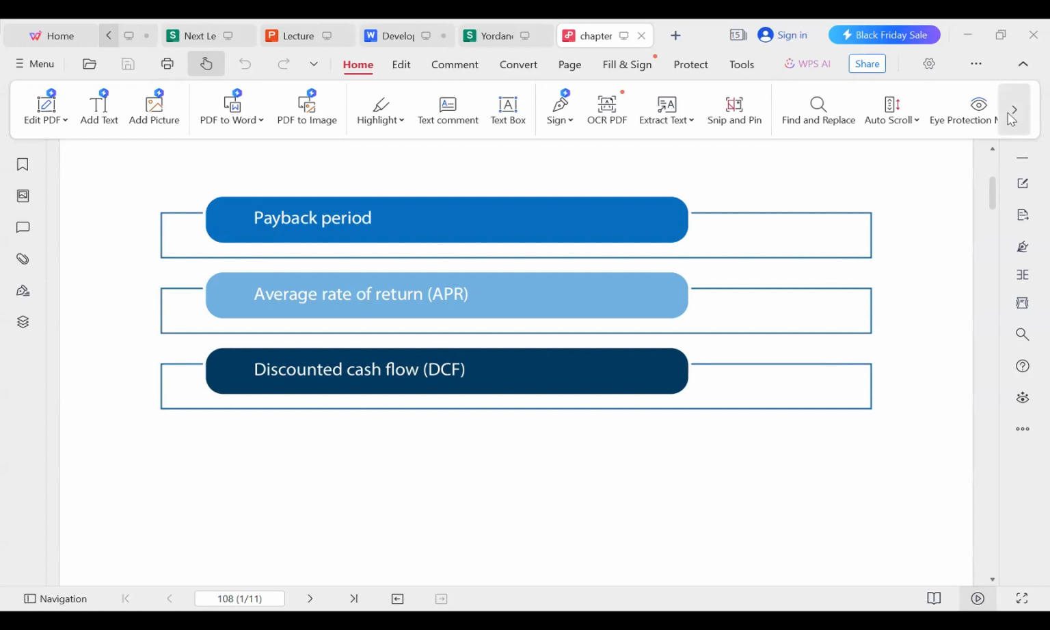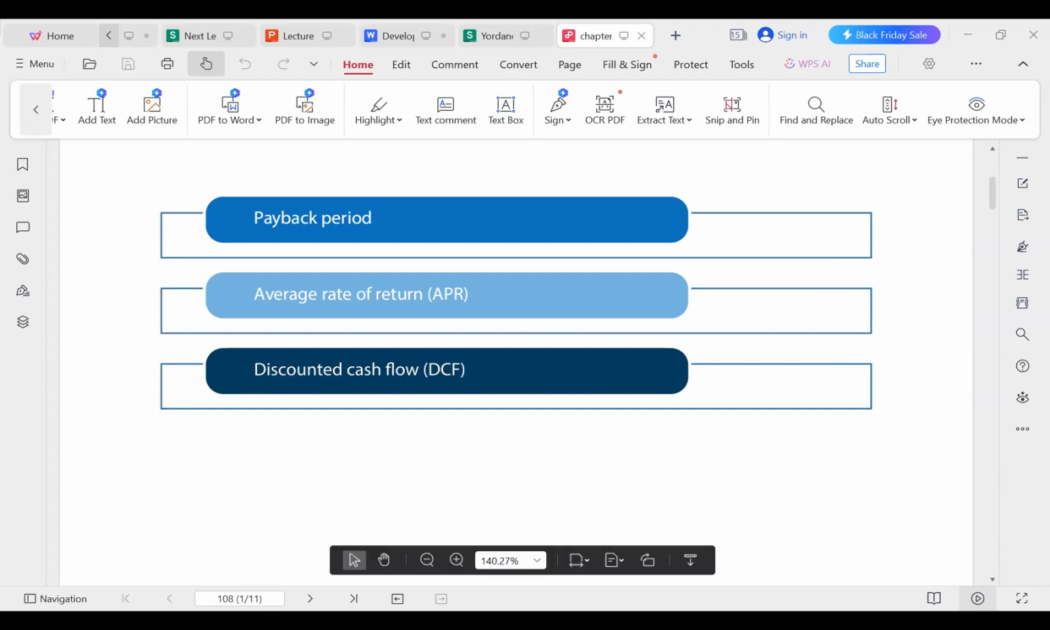Today we are still in the continuation of the topic we have been talking about since last week, which is investment appraisal. We are going to look into the net present value, the net cash flow, and the discounted cash flow today.